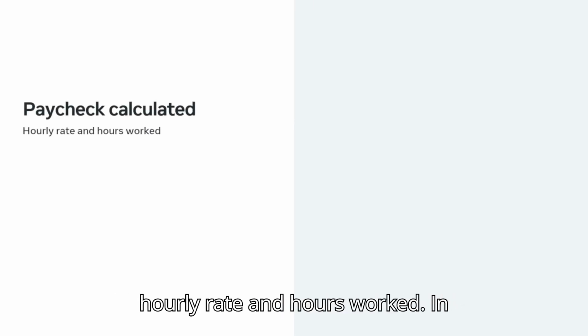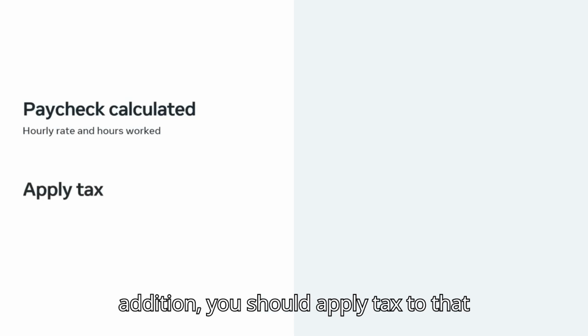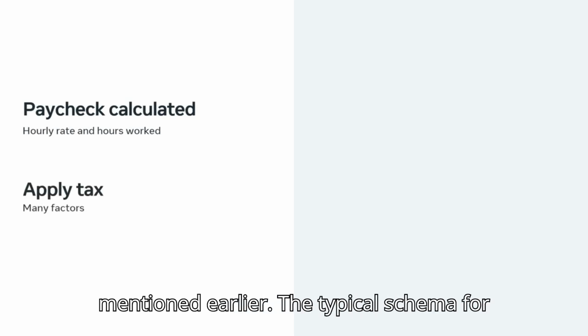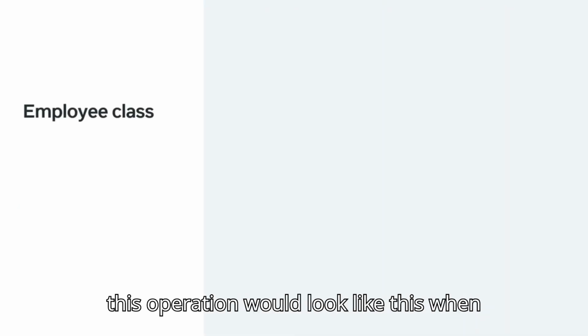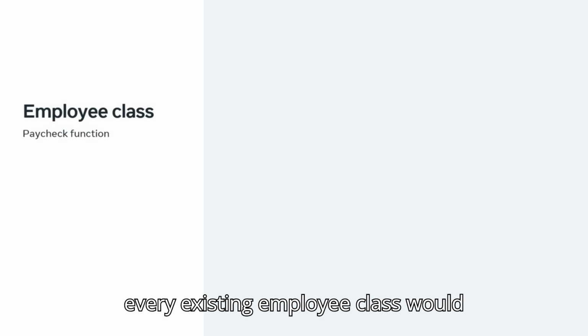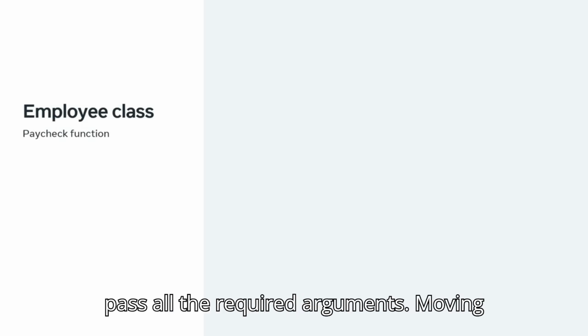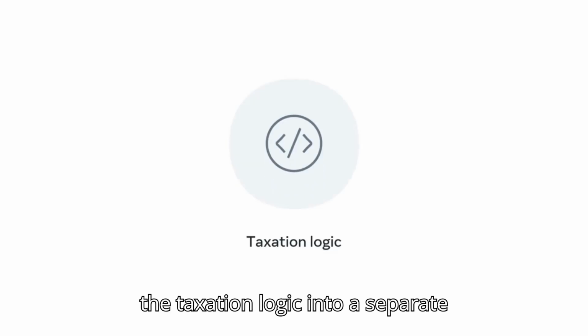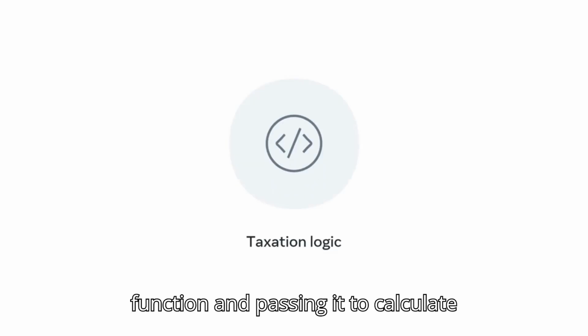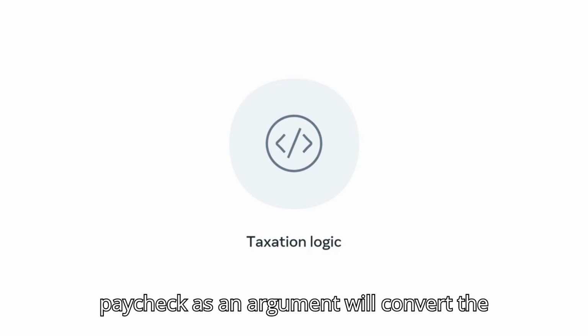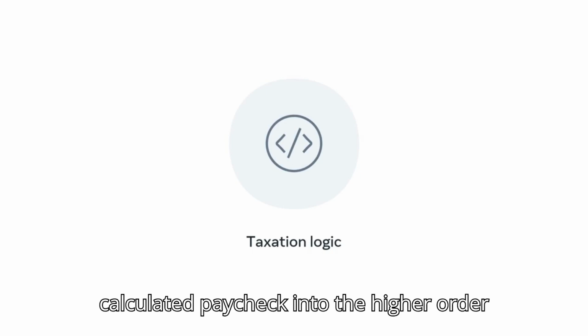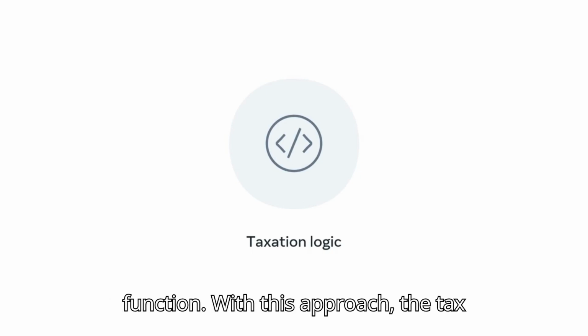The function for calculation should be able to calculate the paycheck amount based on hourly rate and hours worked. In addition, you should apply tax to that amount, considering many factors mentioned earlier. The typical schema for this operation would look like this, when every existing employee class would execute the calculate paycheck function and pass all the required arguments. Moving the taxation logic into a separate function and passing it to calculate paycheck as an argument will convert the calculate paycheck into a higher-order function.